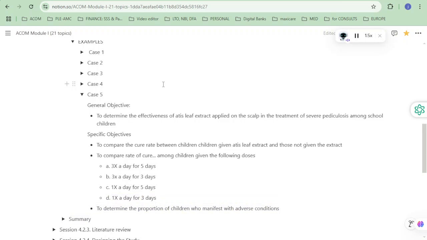Summary. The research question is clear and specific, leading to the setting of research objectives. SMART.